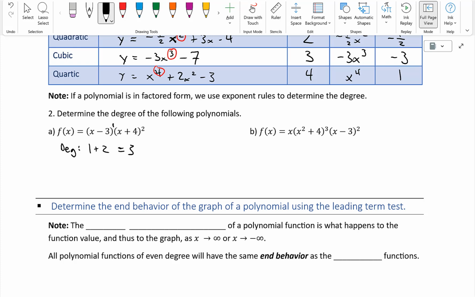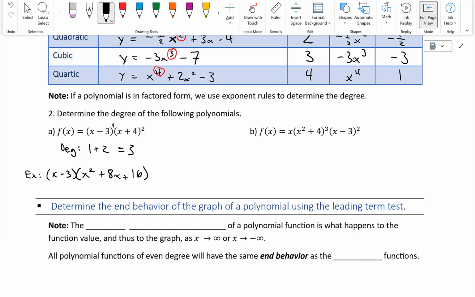That's a very simplified version of saying it. If we did multiply these out, just to see one, and then hopefully you'll trust me, x minus 3 is just x minus 3, x plus 4 squared. We've got to do that binomial expansion, so x squared plus 8x plus 16. You could do x plus 4 times x plus 4 on the side.